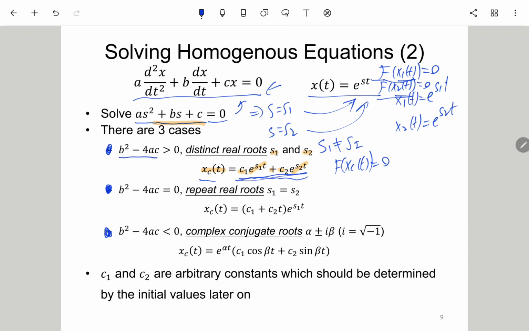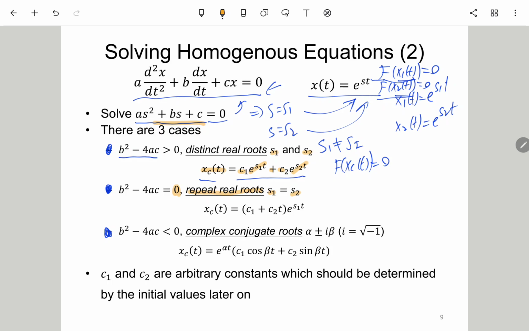So let's make it as general as possible. This is the easiest case, and usually it won't appear. For the second case, it is more complicated because b squared minus 4ac is equal to 0, which means that it has repeated real roots.